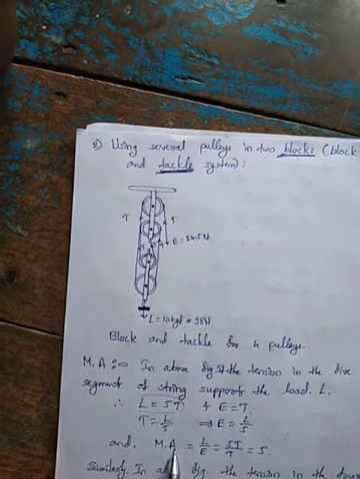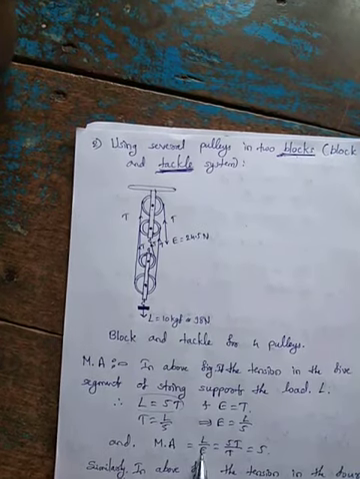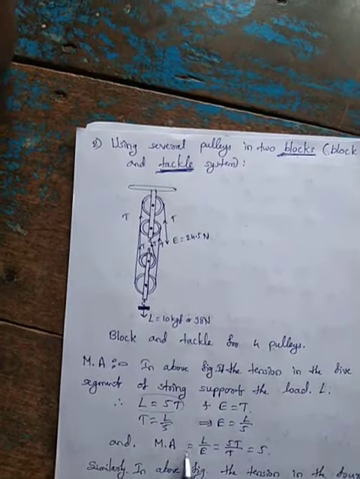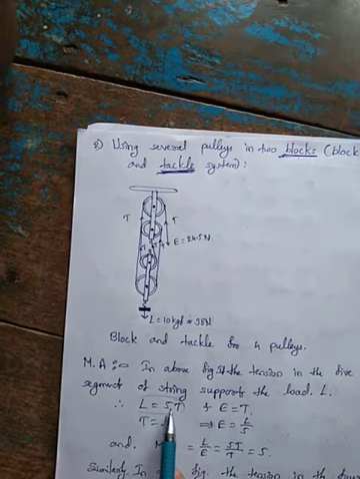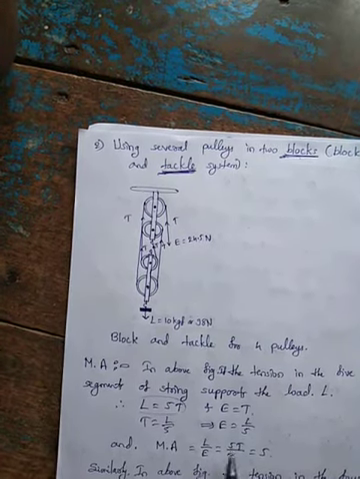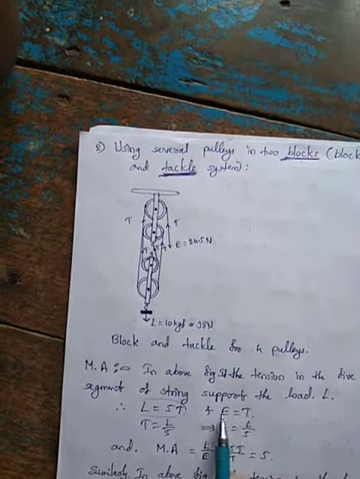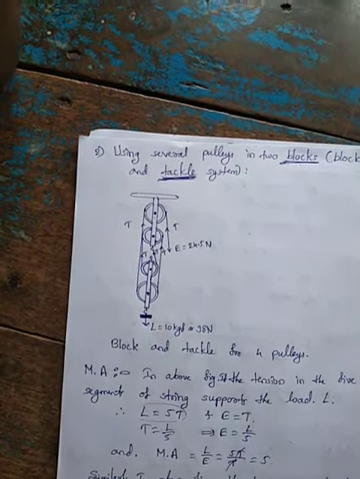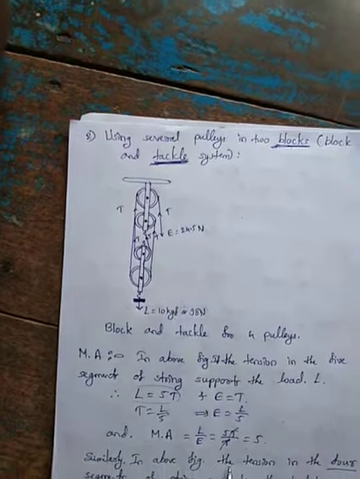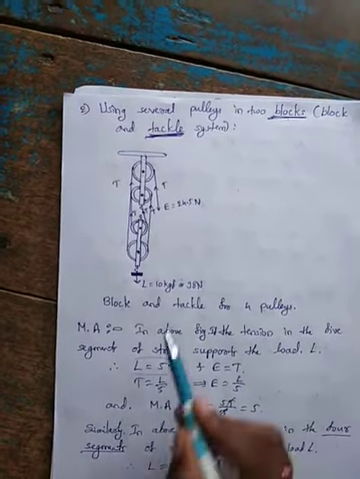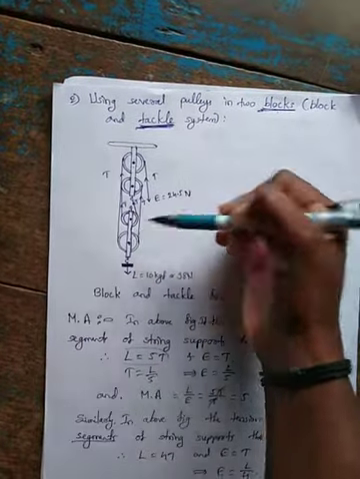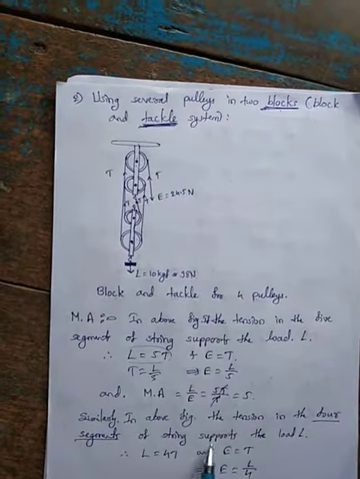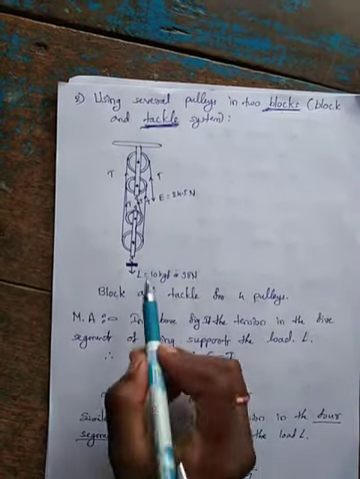Mechanical advantage is equal to load by effort. Load is how much? 5 times T. Effort is T. This T gets cancelled, remaining 5. Similarly, in the above figure, the tension in 4 segments. See, 1, 2, 3, 4. 4 segments of a string support the load L.